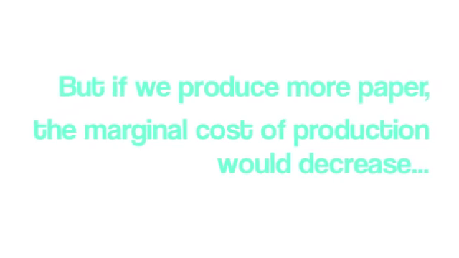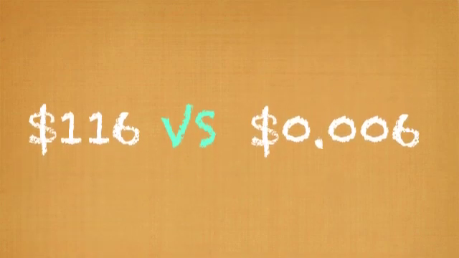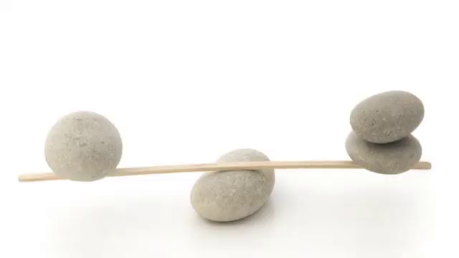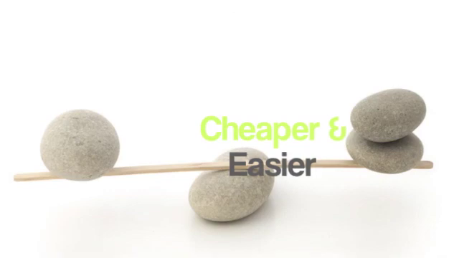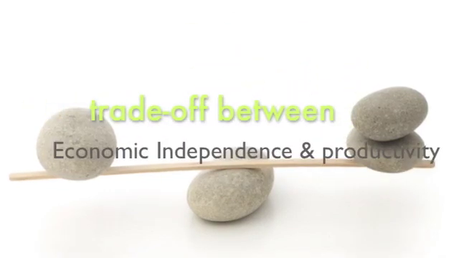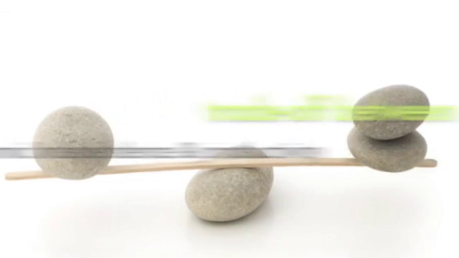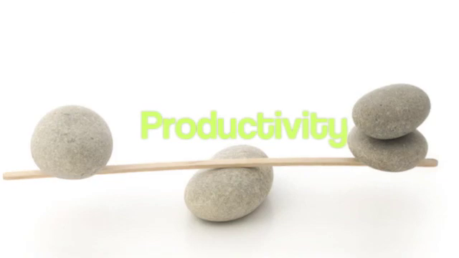But if we produce more paper, marginal cost decreases. Comparing this with paper sold in office depot. As we can see from this comparison, it would be way cheaper and easier for us to buy paper rather than making it ourselves. This explains why, when we are faced with trade-offs between economic independence and productivity, we choose productivity.